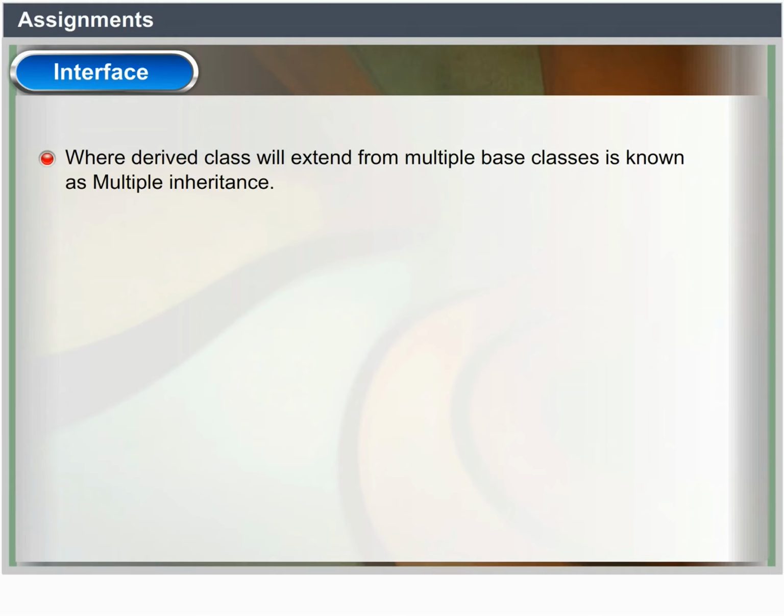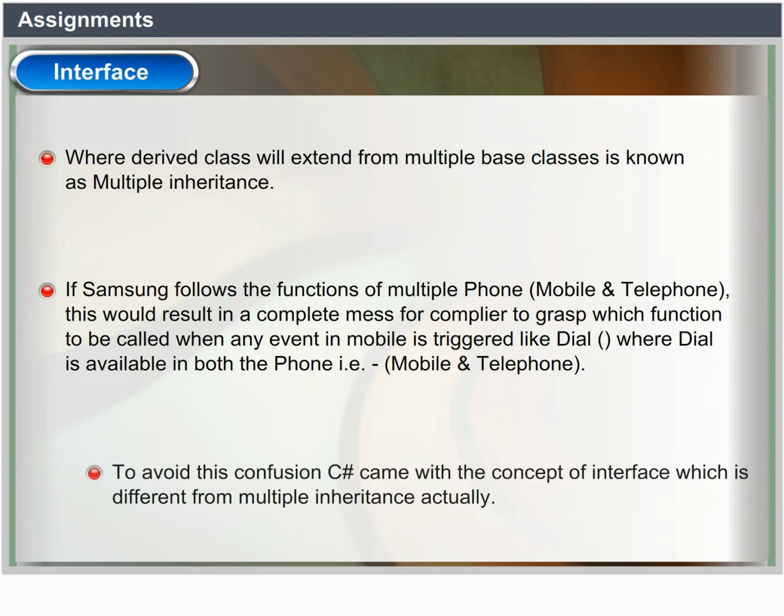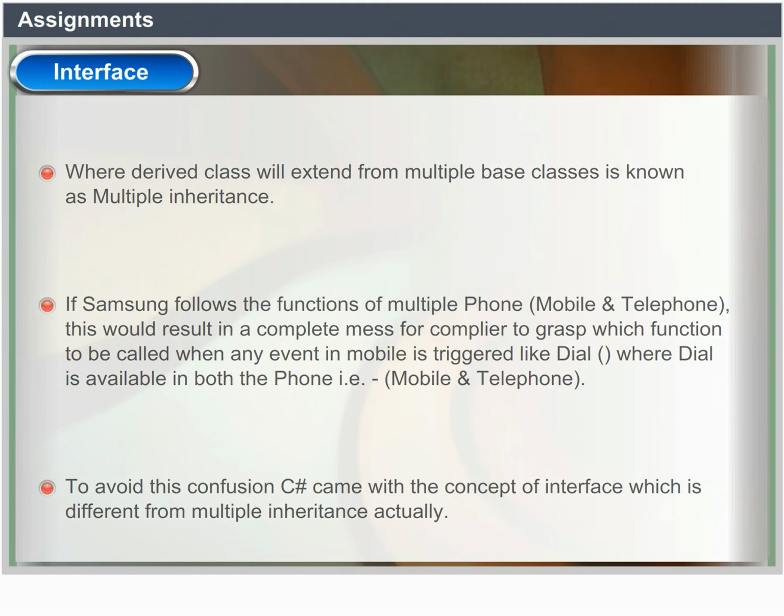Interface. When a derived class extends from multiple base classes, it is known as multiple inheritance. If Samsung follows the functions of multiple phones, that is mobile and telephone, this would result in a complete mess for the compiler to grasp which function to be called when any event in mobile is triggered, like the dial method, where dial is available in both the phone, that is mobile and telephone. To avoid this confusion, C# came with the concept of interface, which is actually different from multiple inheritance.